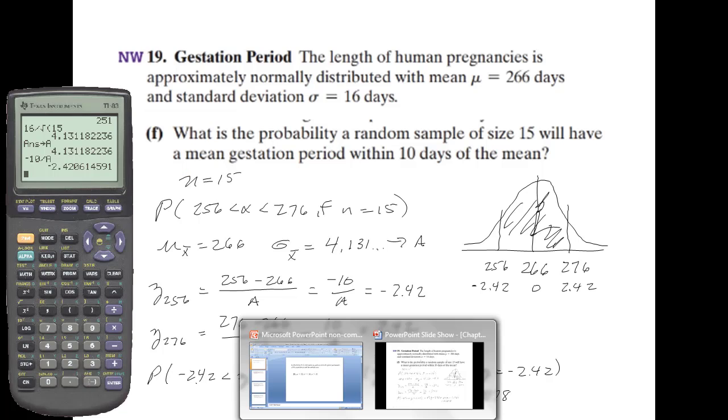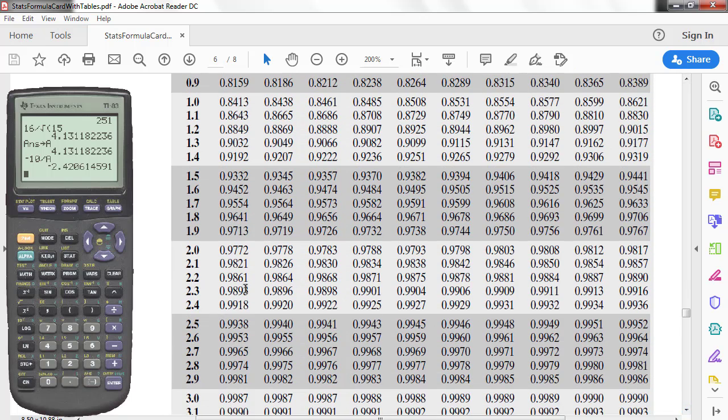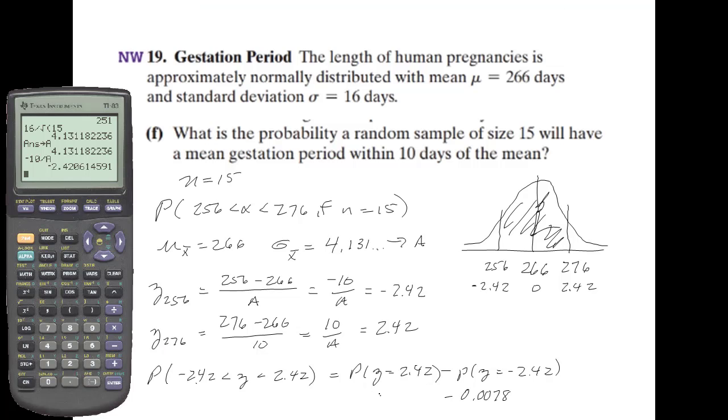Keep practicing this table. Make sure we know how to do it. And 2.42 is down here. 2.42 is 0.9922. So I go over here and I get 0.9922, and I say, okay, 0.9922 minus 0.0078 gives me that number. So this is equal to 0.9844. So that area in there is 0.9844. So there is a 98% chance.